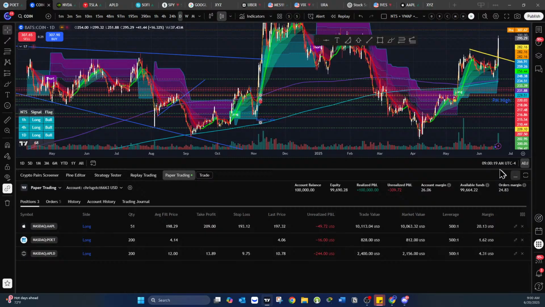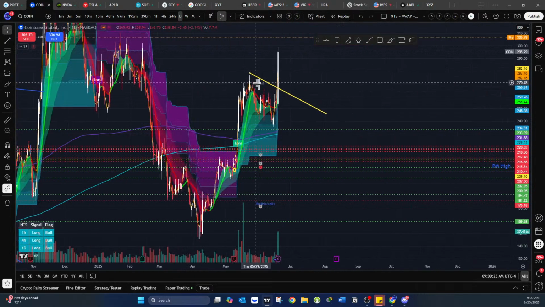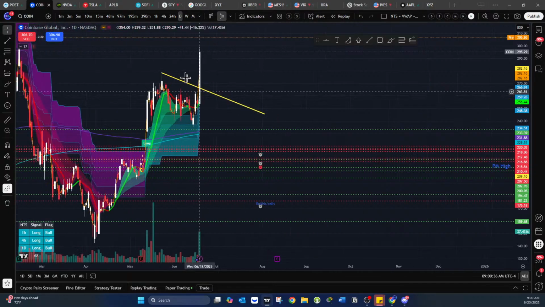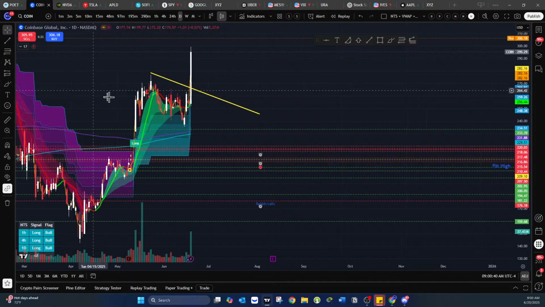Let's see. Oh man, when did COIN get to 300? Oh my god. What the hell? I missed this. I know COIN went crazy, but I remember drawing this line and saying COIN looks like it could break out here soon. But man, I wasn't expecting this. You hate to see it. You just miss an opportunity like that. Ugh.